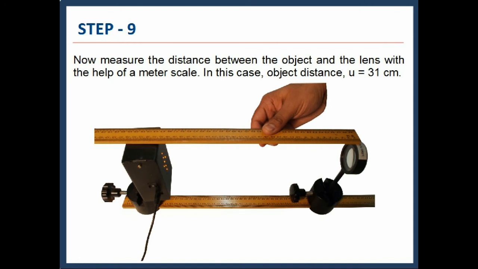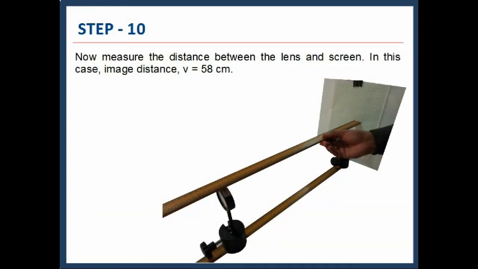Now measure the distance between the object and the lens with the help of a meter scale. In this case, object distance, U, equals 31 cm. Now measure the distance between the lens and screen. In this case, image distance, V, equals 58 cm.